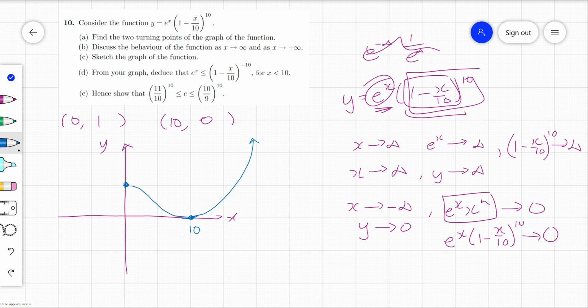Now we have to make it up to this point because that's a turning point. We also know when x goes to negative infinity, we get closer to 0. So we're going to go like that. And that point's at 1.